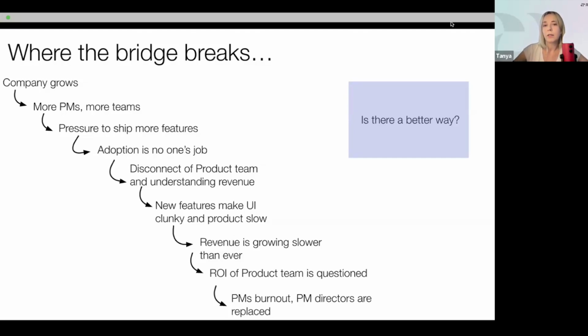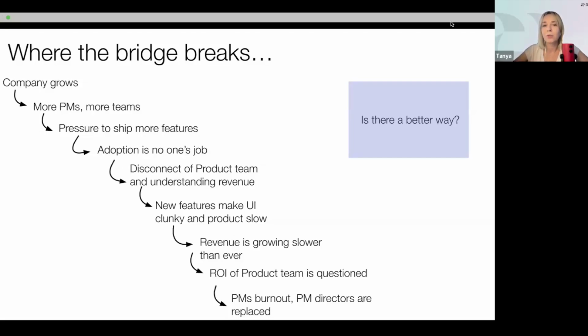The new features that the product team is working on are actually not always a good thing, right? The more features we have, the more clunky our user experience is, and the slower the product is. Also, the performance of the product starts to degrade with scale. With that, often revenue is not growing as fast as it was before. When the company was small, the revenue was growing faster and the company hired more people, but now the revenue is growing slower. What's the reason for that?